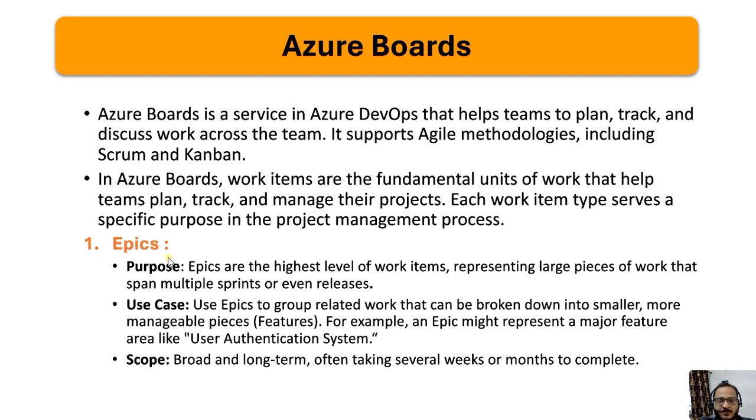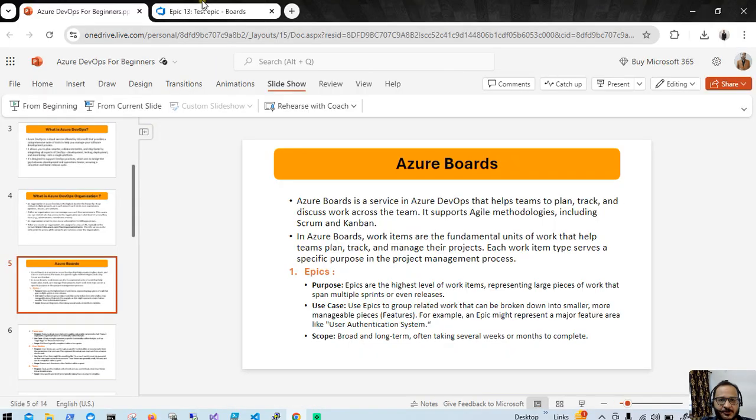So what is the scope of an epic? Broad and long term, often taking several weeks or months to complete. So that's why we created an epic. At the end of the month, or whatever time duration you have specified, you have visibility: okay, in 3 months, 2 months or 1 month, we have completed this much of the task. So let's quickly switch to Azure DevOps.